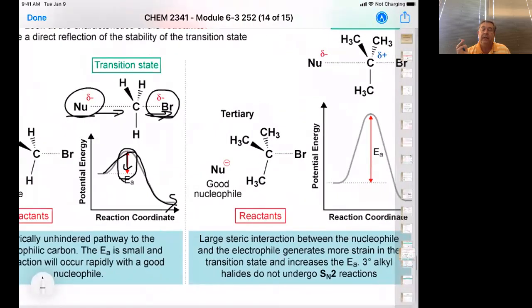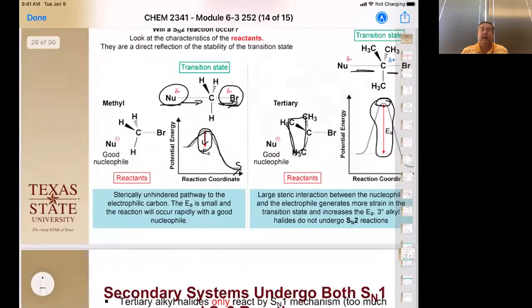But tertiary, to do this intermediate with the Sn2 reaction, we have such a high energy barrier here because of sterics that it just doesn't go. So we cannot get to this high energy barrier even with heat, even with a good nucleophile, because of the sterics of the situation. Therefore, it will not undergo that Sn2 reaction. It would prefer to go to the Sn1 reaction. So that means anything you have a primary and a methyl, it's probably Sn2.